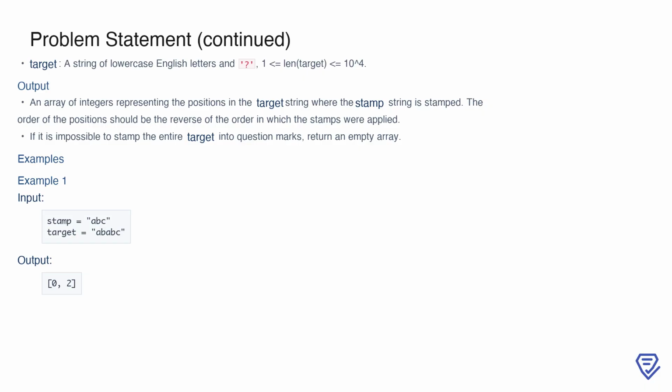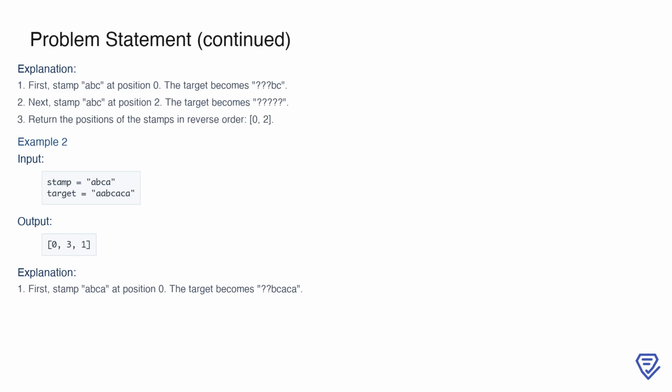Let's look at a concrete example to understand this better. Suppose the stamp is ABC and the target string is ABAC. The expected output would be 0, 2. Here's how the stamping process works for the previous example. First, we stamp ABC at position 0 in the target string. This converts the target from ABAC to ???C.